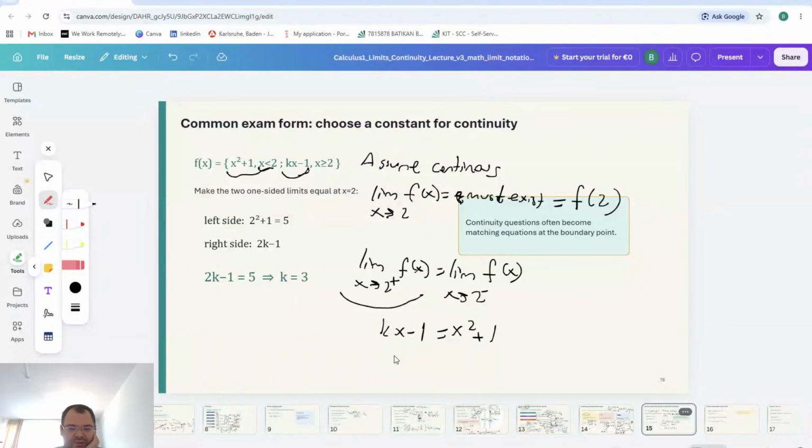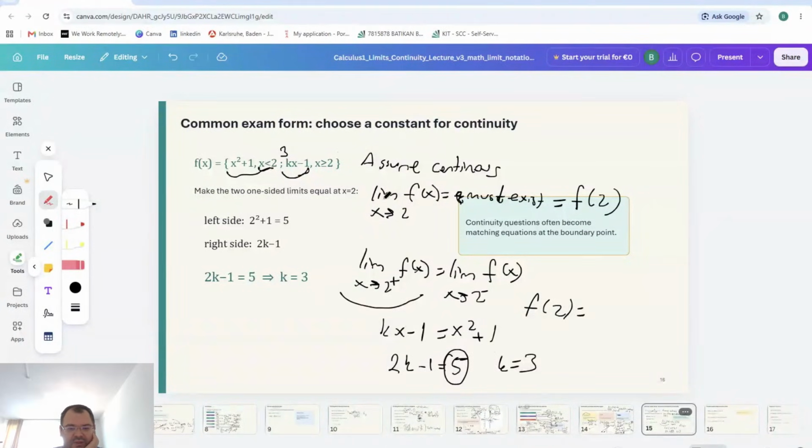We have 2 here, 2 here. We just need to replace x with 2. 2k minus 1 equals 5. So you will end up with k equals 3, which is the coefficient for this one. And f(2) must be equal to those limits. We have already calculated that the limit for those is 5. f(2) must be equal to 5 also.